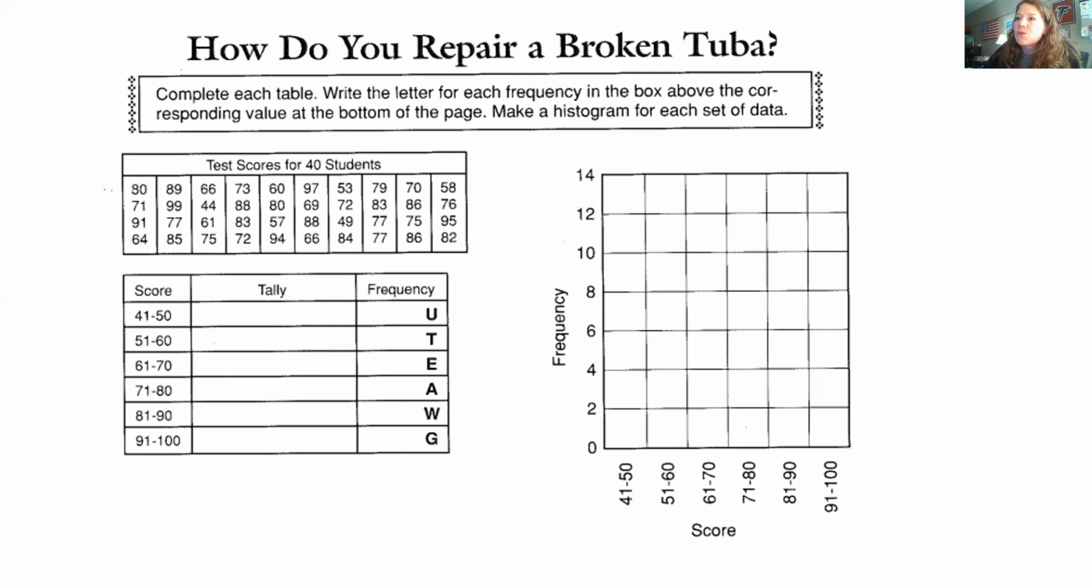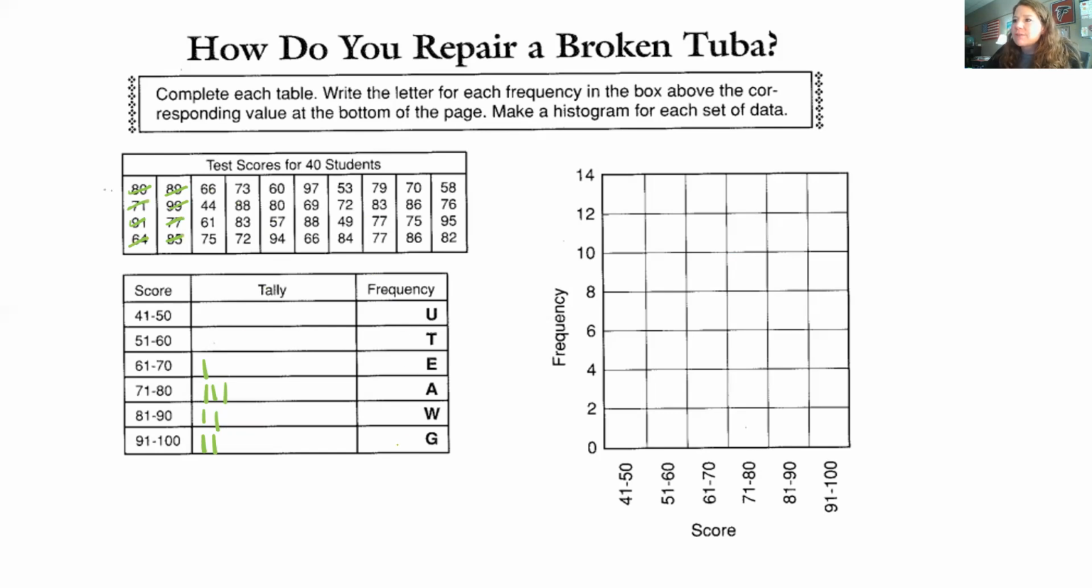And you're going to take each of these scores and make a tally mark to represent each of them. So for the number 80, this one student scored an 80. I'm going to do a tally mark right here. For 71, that would go in the same section. For 91, I have a tally mark right here. For 64, I have a tally mark here. And you're going to keep doing this. 89 would go here. 99 would go here. 77 here, 85 right here. And you're going to do that for all 40. So at the end, you should have 40 tally marks.